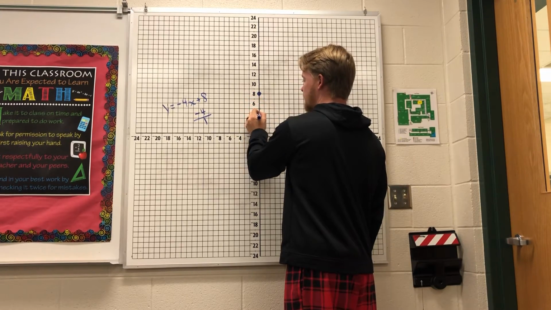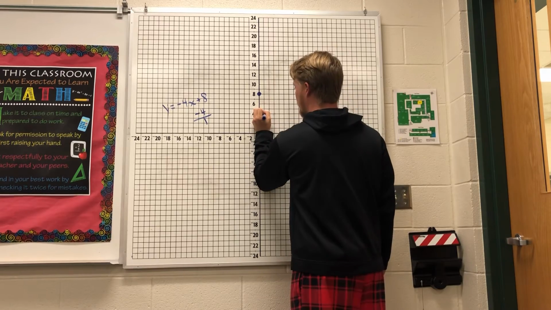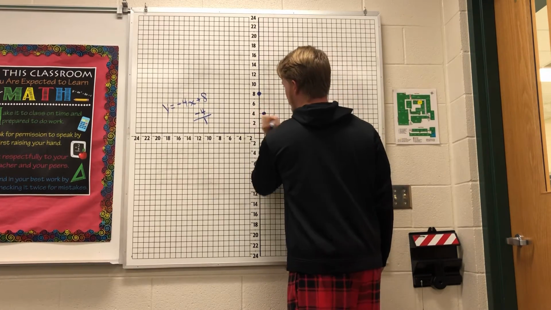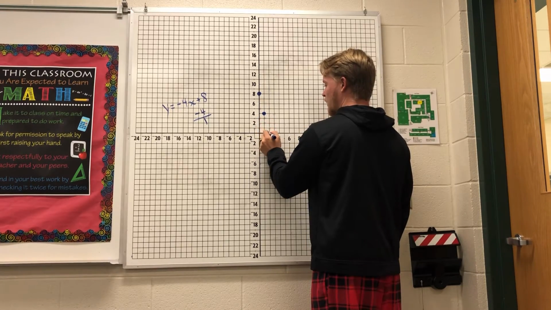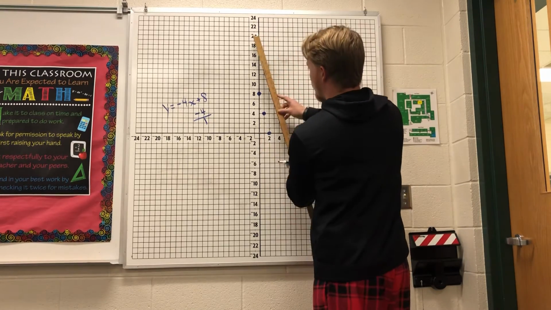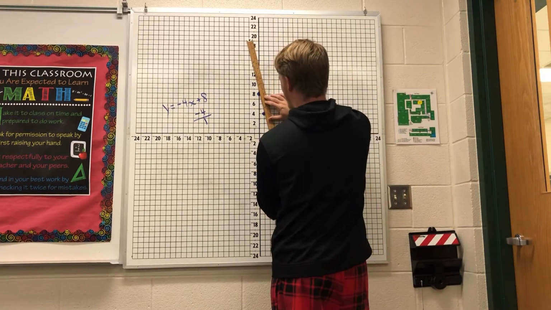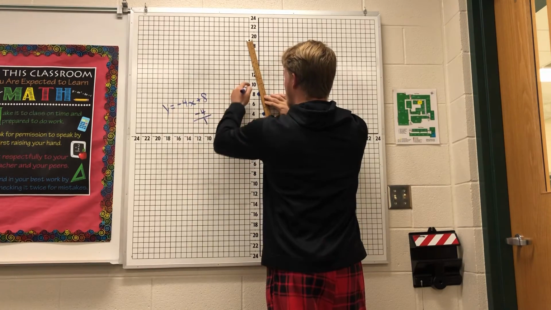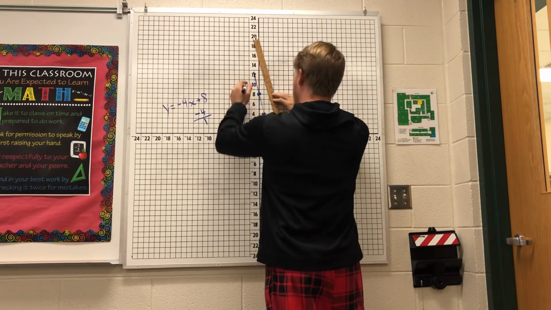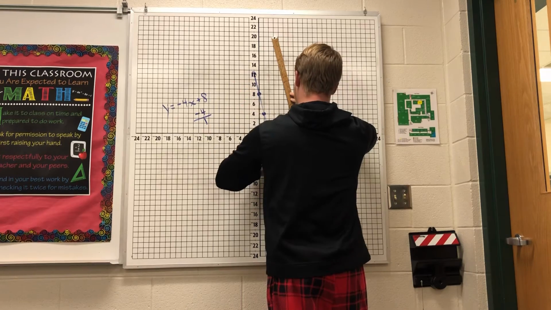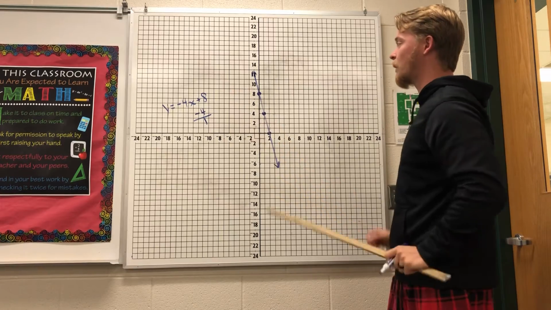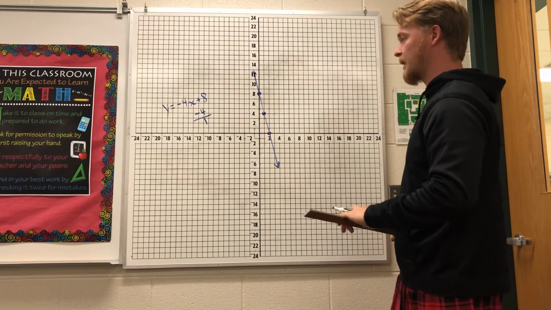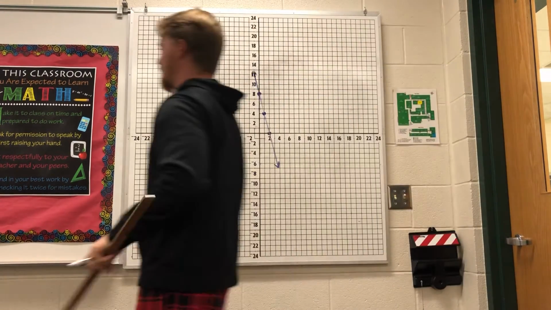And then positive 1 means I go right 1 or run 1. And that's where I can make a point. I can do it again. 1, 2, 3, 4 down, and then 1 to the right. And that's what we're looking like. So the graph of y equals negative 4x plus 8 will look like this. So this is your answer for the graph y equals negative 4x plus 8. All right, let's look at the last one.